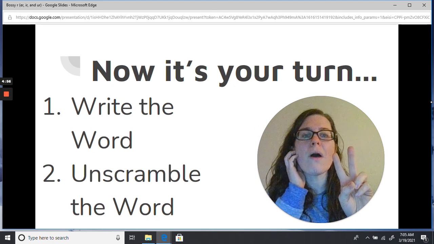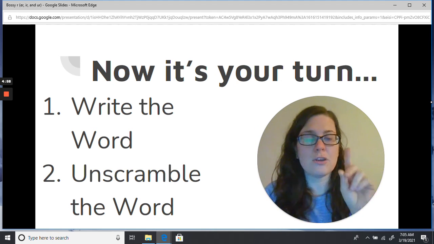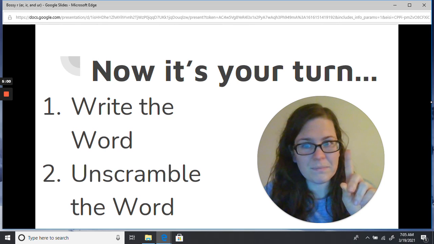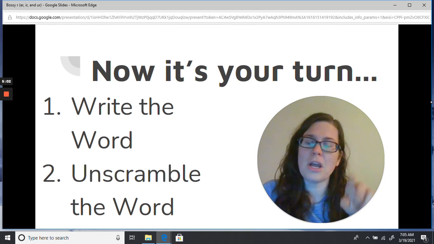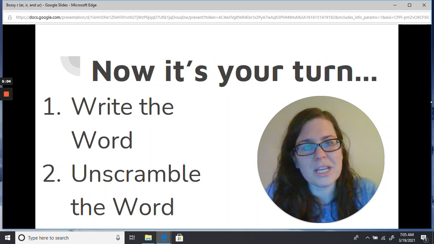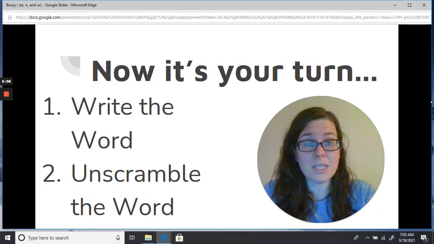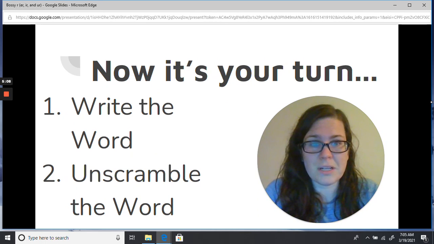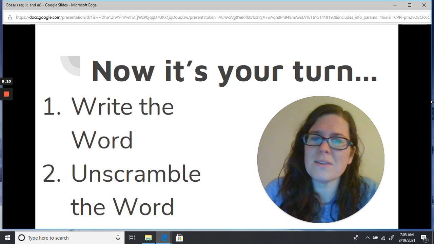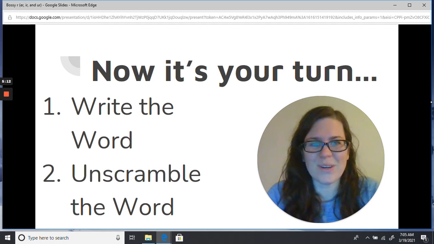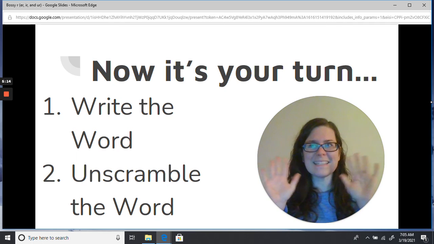Now it is your turn. So you have two options to complete for today. You can write the word or you can unscramble the word. Remember, the Write the Word worksheet, you'll have words that you see that you write, and then you'll sound out words and write. The unscramble the word gives you the letters all mixed up, and you have to figure it out. Happy learning, guys. Bye.